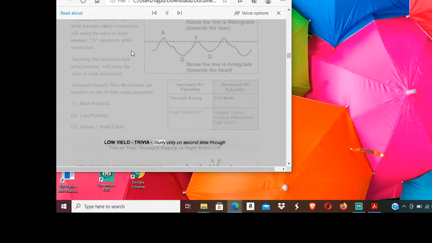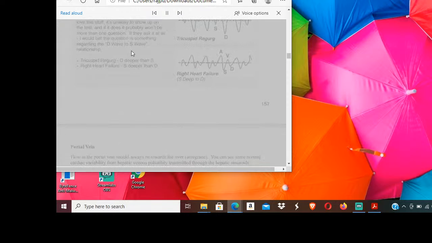Low-yield trivia, study only on the second time through: this versus that, tricuspid regurg versus right-sided CHF. Although certain dinosaur radiologists still love this stuff, it's unlikely to show up on the test, and if it does it probably won't be more than one question. If they ask it at all, I would bet the question is something regarding the D wave to S wave relationship. Tricuspid regurg: D deeper than S. Right heart failure: S deeper than D.